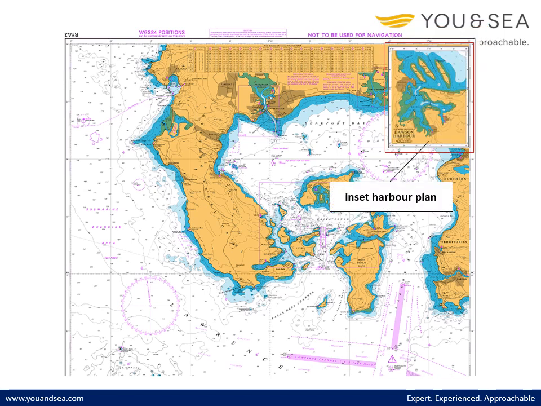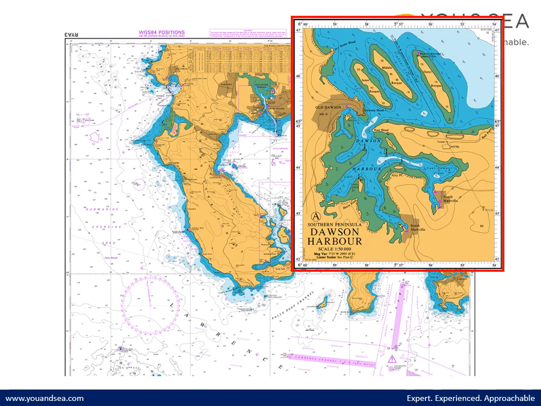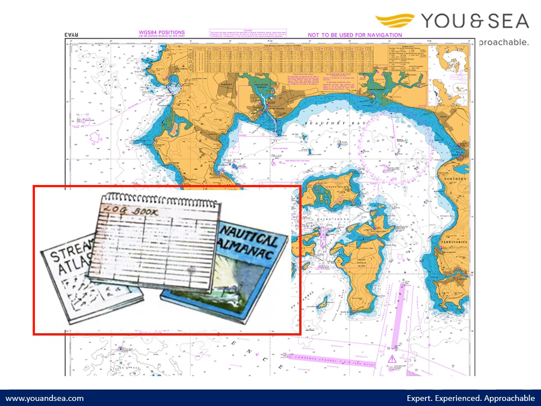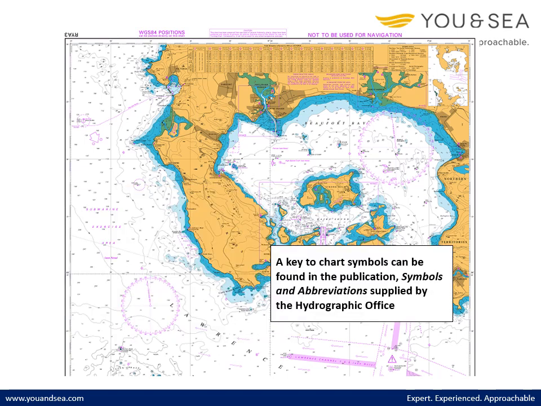Most large-scale charts will come with a small chartlet, which is an inset of a harbour plan, a little zoomed-in area. For other bits of information, we'll need the logbook, a tidal stream atlas, and an almanac. Together with the chart, they allow us to navigate safely with all the right information.